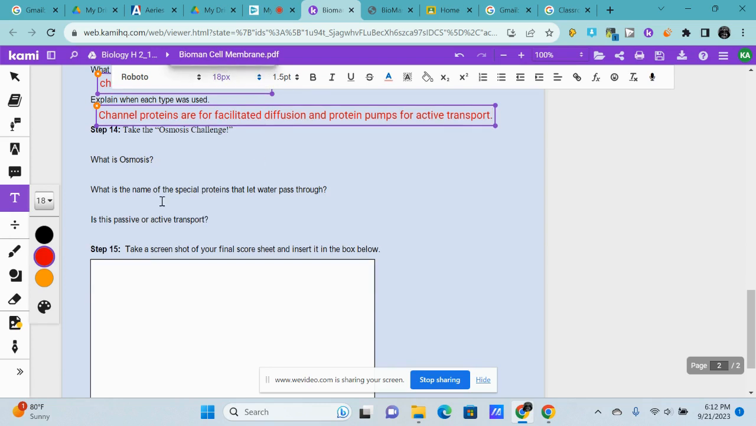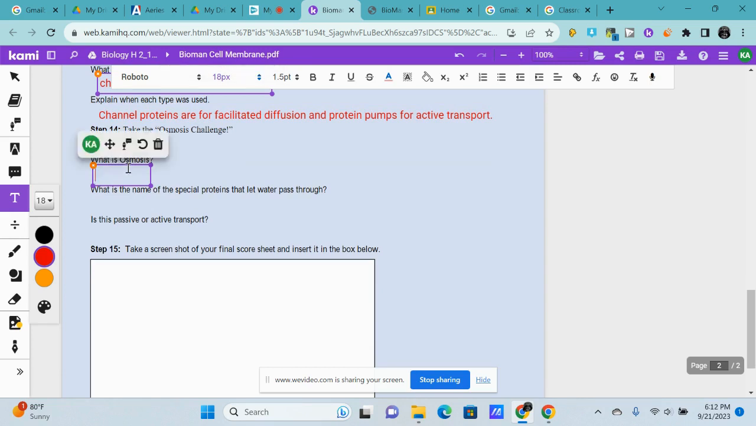Okay, what is osmosis? Right here. For this one, osmosis is the movement of water across a semi-permeable membrane. Once again, osmosis is the movement of water across a semi or selectively permeable membrane.